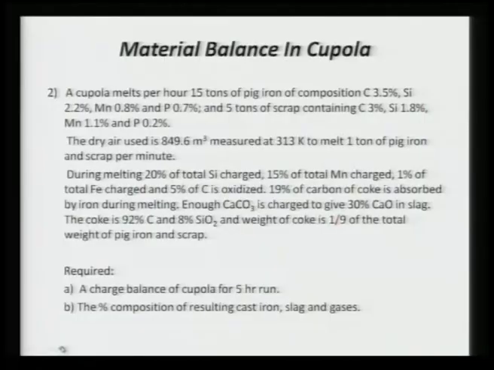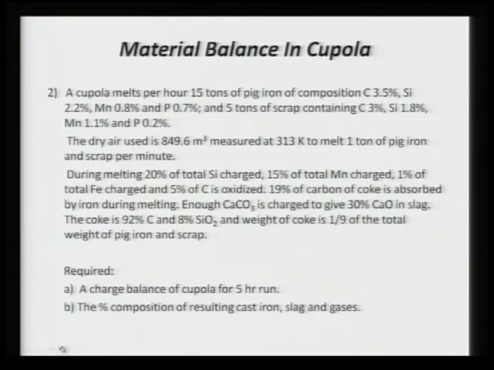The coke is 92% carbon and 8% SiO2, somewhat better quality coke than in problem number 1. The weight of coke is 1/9 of the total weight of pig iron and scrap. You have to calculate the charge balance of the cupola for a 5-hour run. To calculate the charge balance, you have to know what it means: input and output. Nobody will tell you what the inputs and outputs are, but the problem demands that whatever is input should also be output. So, you have to think what consists of the balance, and the percentage composition of the resulting cast iron, slag and gases. So, these are the two problems.